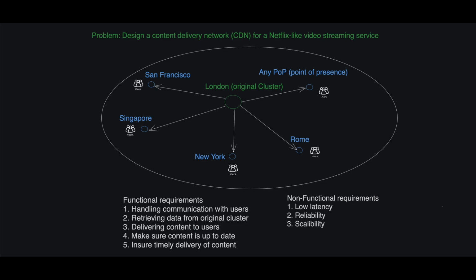Ensure timely delivery of content. Anycast routing reduces latency by routing users' requests to the geographically nearest POP. The system can also adapt to low bandwidth conditions by lowering the quality of content as per the adaptive streaming strategy. Now to non-functional requirements.